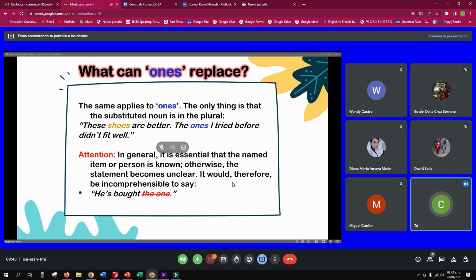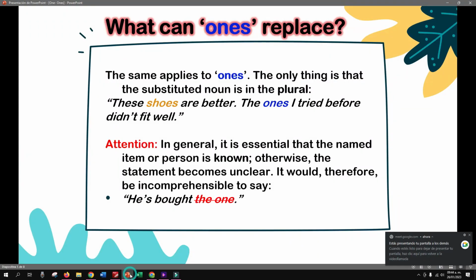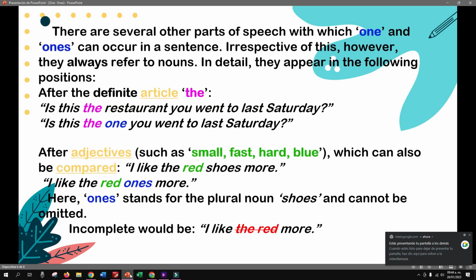So it will be incomprehensible to say this, but that one. But that one what? You don't have a context there, right? So you need to mention the object, the person, the place, the animal, etc. before using one or ones in that case, okay? Then, Edwin, please help me reading.